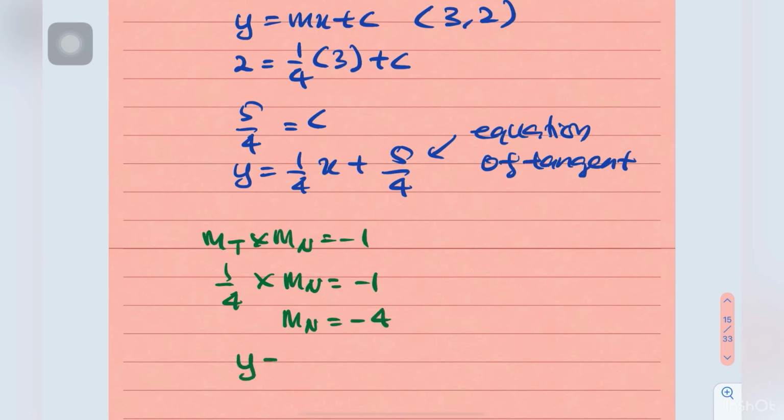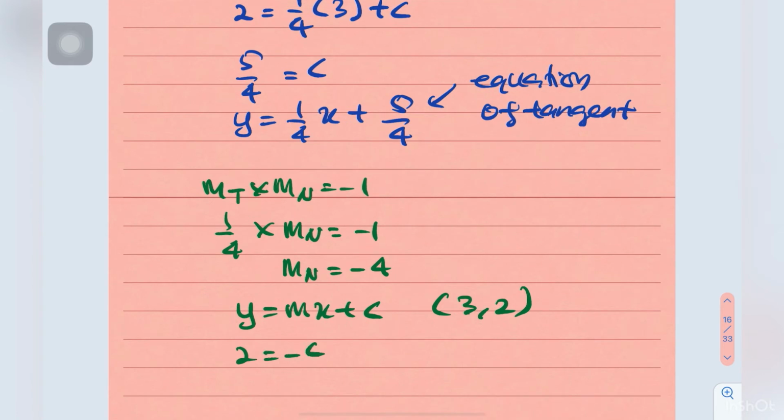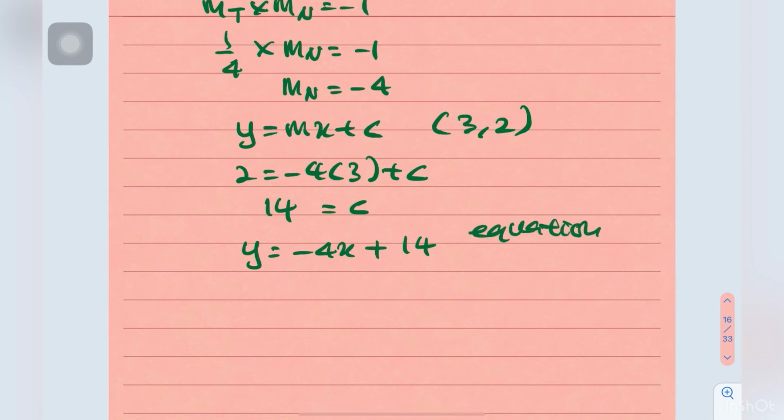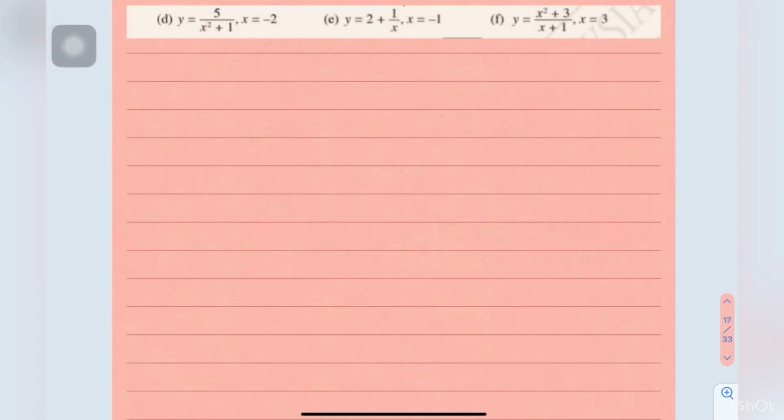We substitute into y equals mx plus c with the point (3, 2). Okay, so y is 2, m is -4, x is 3. So c is 2 plus 12. c is 14. Okay, so the equation of normal is y equals -4x plus 14. Okay, this is the equation of normal. Okay, question D.